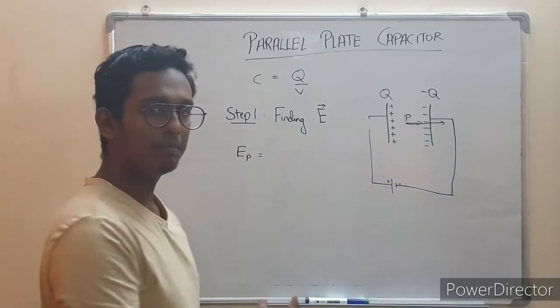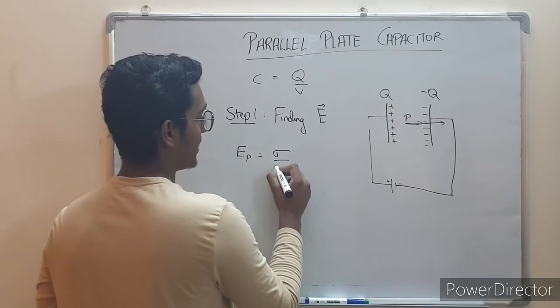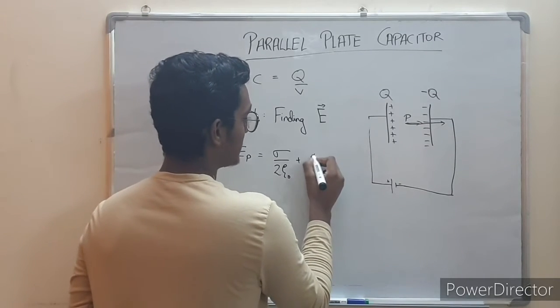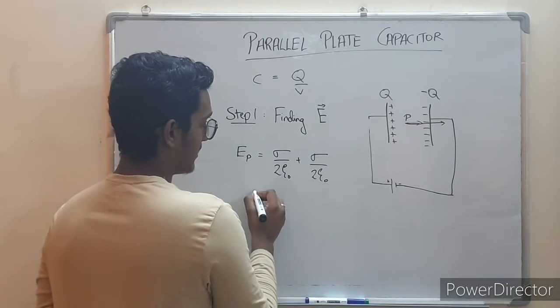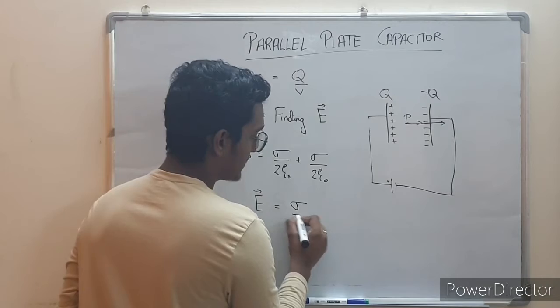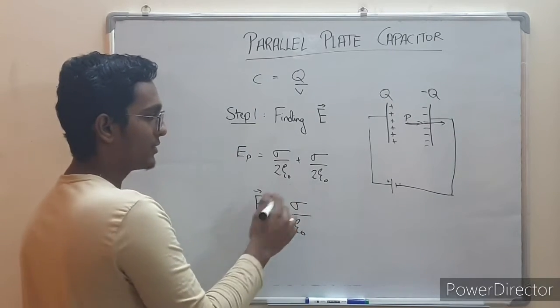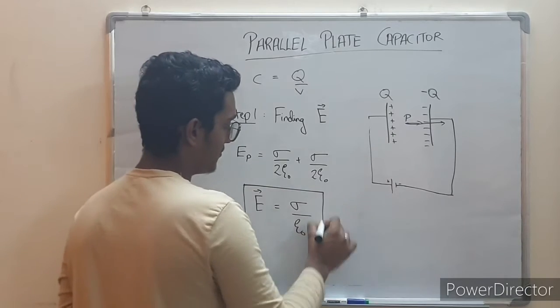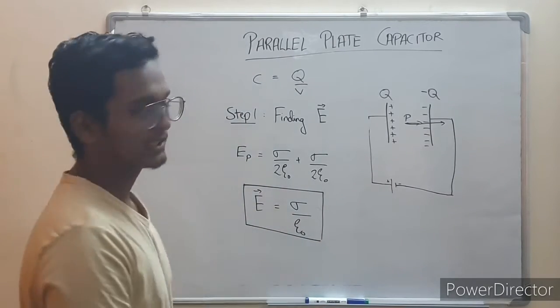So you just add them up with their magnitude and ignore their symbol. So it's going to be sigma by 2 epsilon naught plus sigma by 2 epsilon naught. So the electric field in between the parallel plates is equal to sigma by epsilon naught. When you add them both, 2 and 2 in the numerator and denominator cancel off. So this is the electric field. So step 1 is completed.